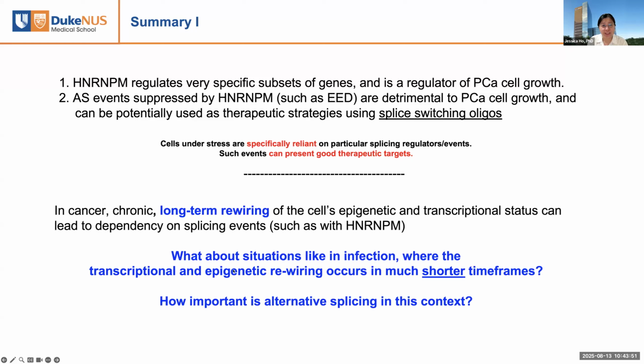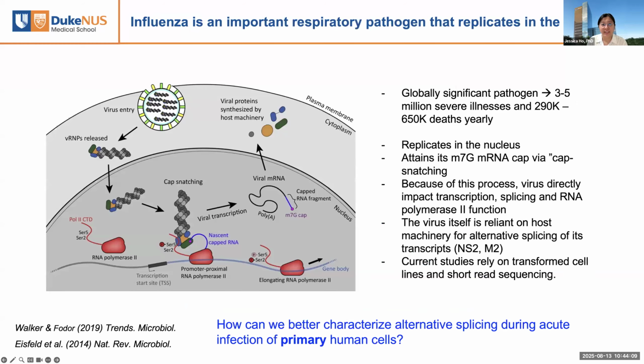However, what about situations like an infection, where transcription and epigenetic rewiring occurs in much shorter timeframes? Then I think the question becomes, how important is alternative splicing in this context? And I think this is the question that we are trying to answer in the lab right now. To address this question, I wanted to investigate how acute viral infection impacts alternative splicing during infection. And the virus we picked to work on was the influenza virus.